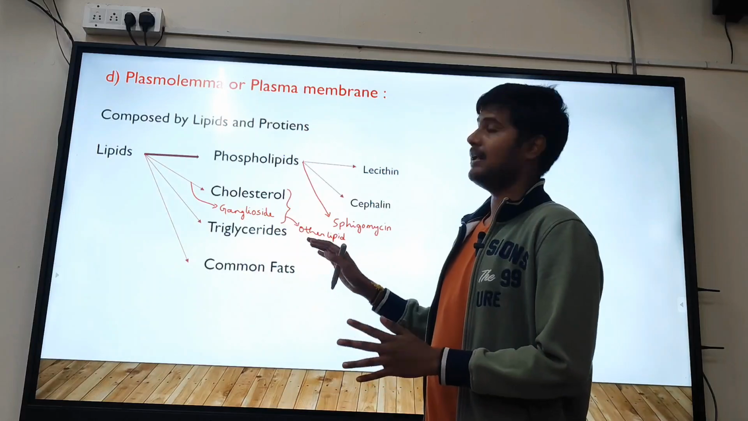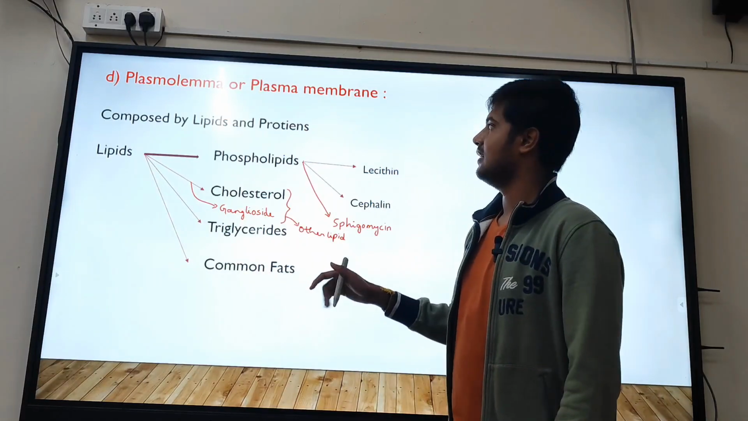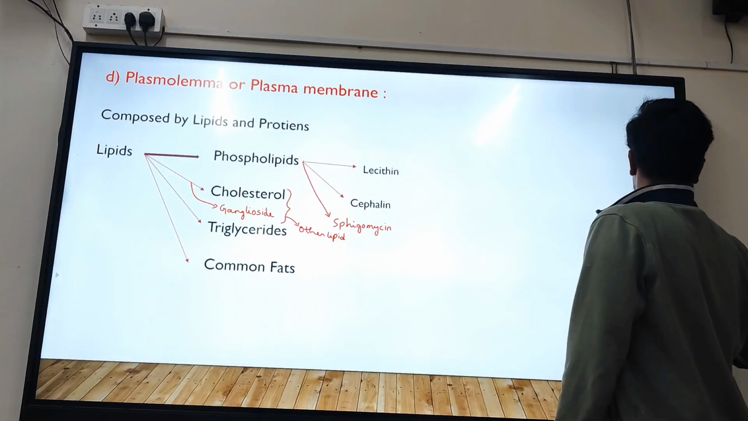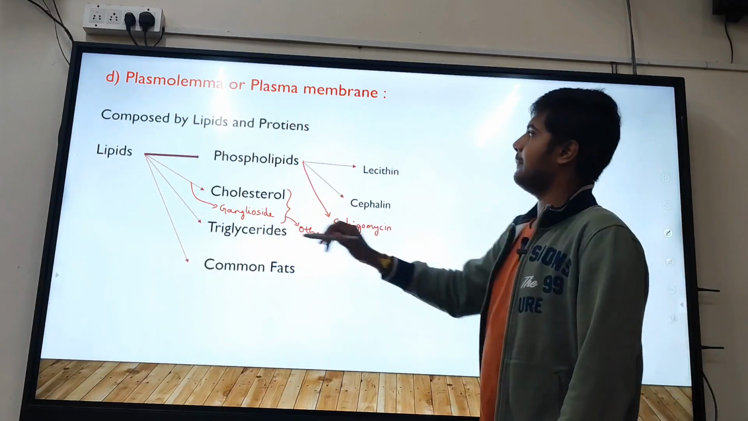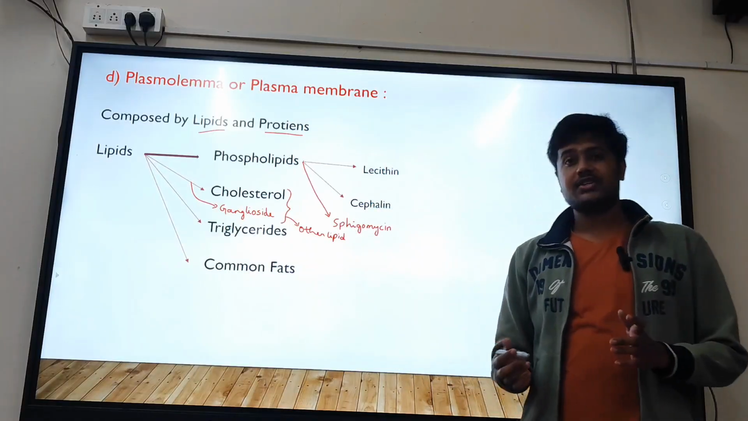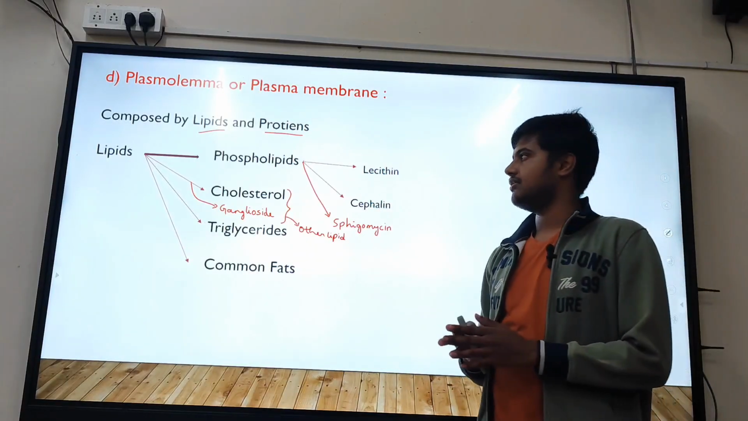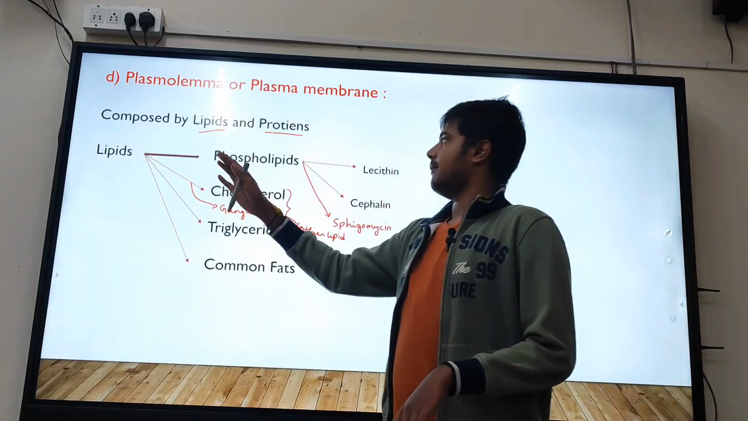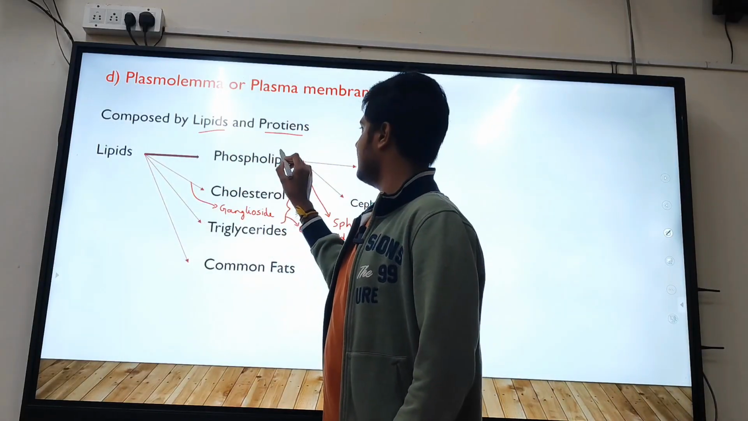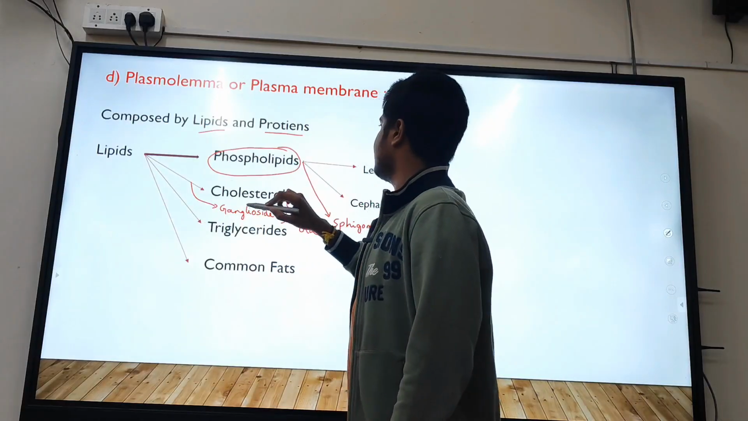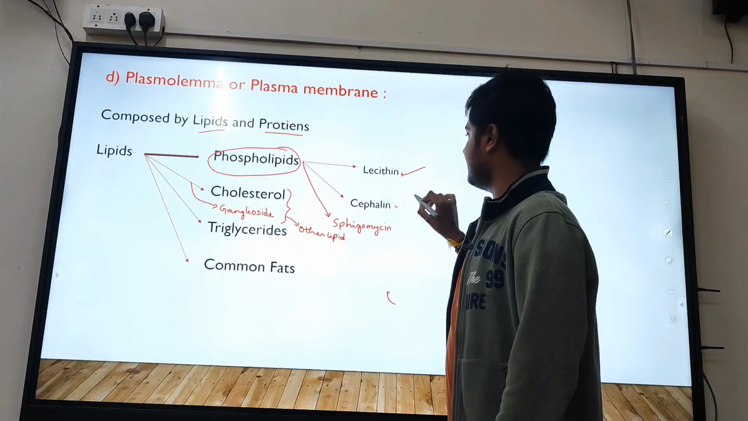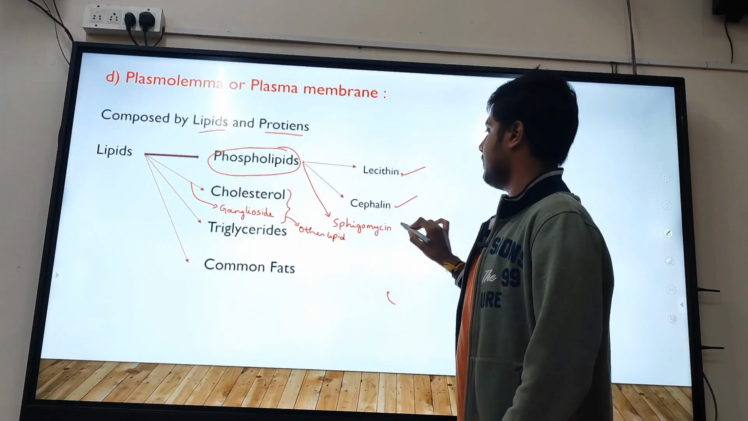Next layer, plasmalemma or plasma membrane. It is composed of lipids and proteins. As I told, every composition is very important from the exam point of view. In lipids, there are many types. One is phospholipid. In phospholipids there are three types. One is lecithin. Next one is cephalin. Another one is sphingomyelin.